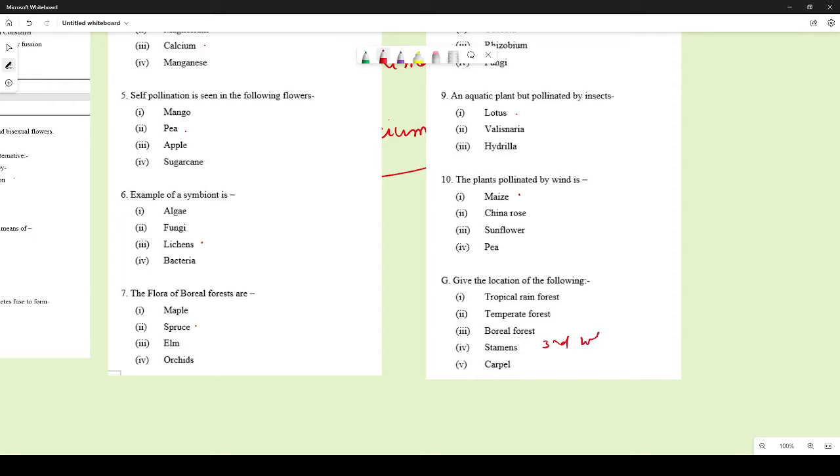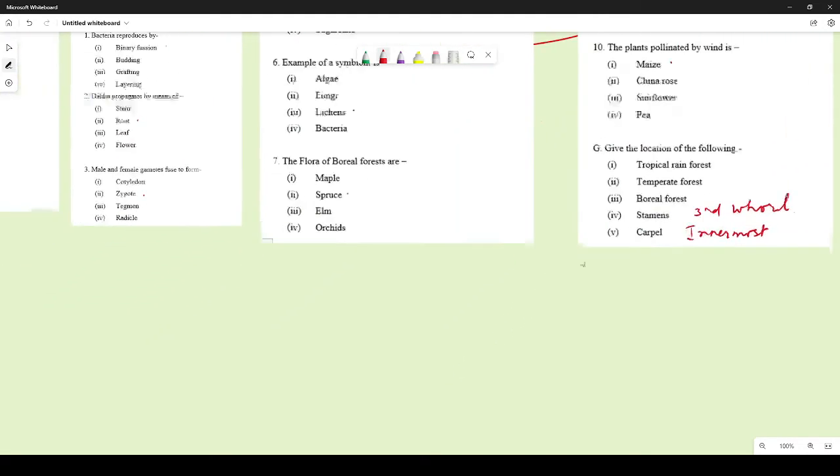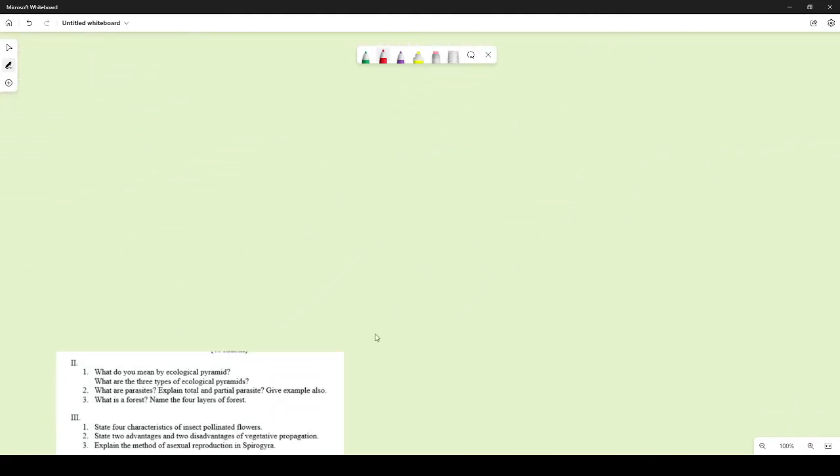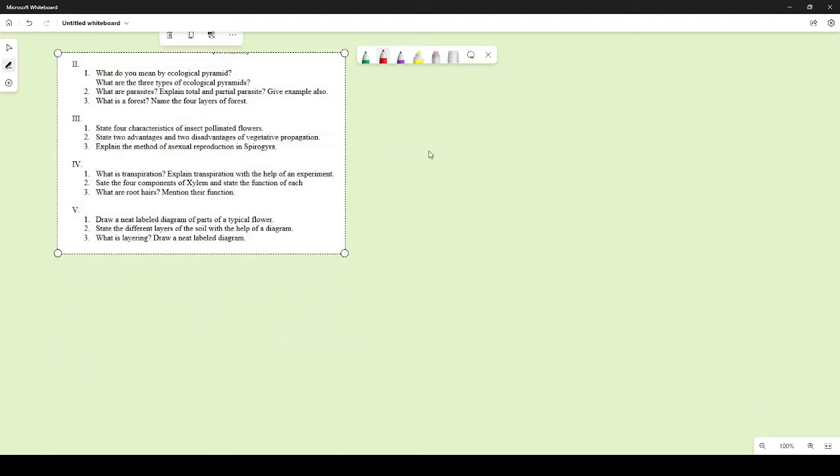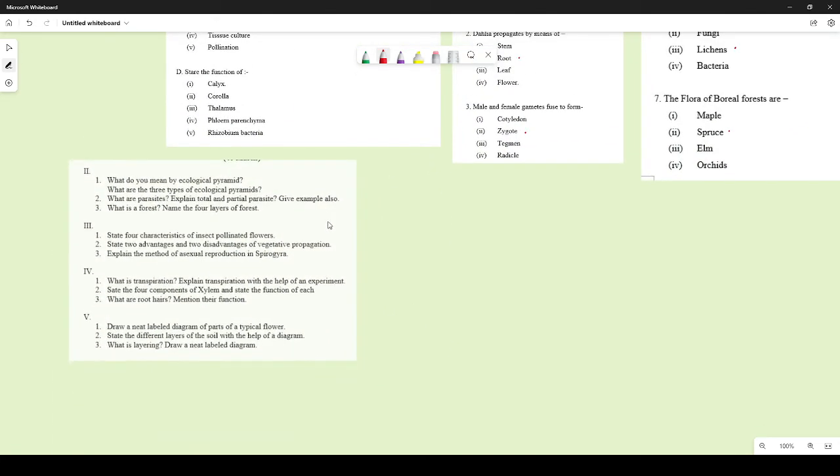Stamens are the third whorl. They are found inside the flower. And carpel, you can say that they are the innermost whorl of the flower. So that will give you the location of these things. Now we move to the last segment, which is the long and the short answer type of questions.